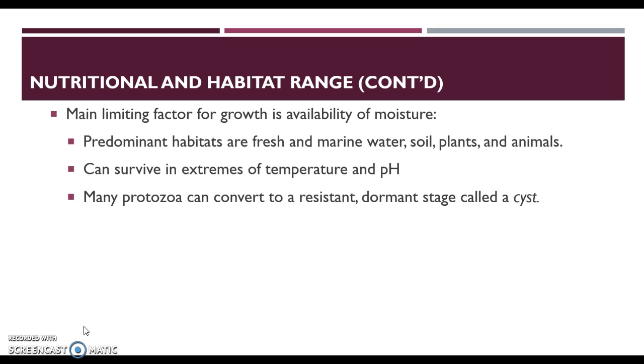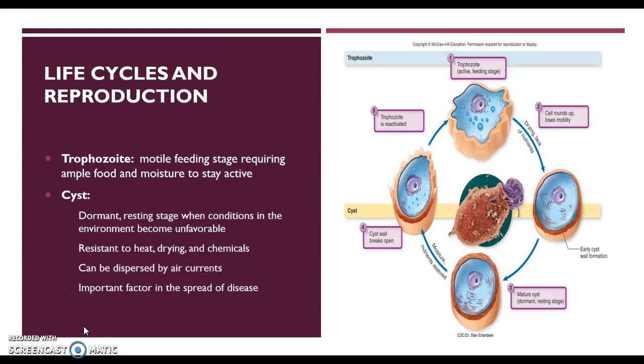And many protozoa are able to resist changes, especially extreme changes in their environment, by forming what is called a cyst. And this is a dormant stage that resists changes to the environment. And once the environment becomes more suitable to the organism, then it can germinate and restore the vegetative state.